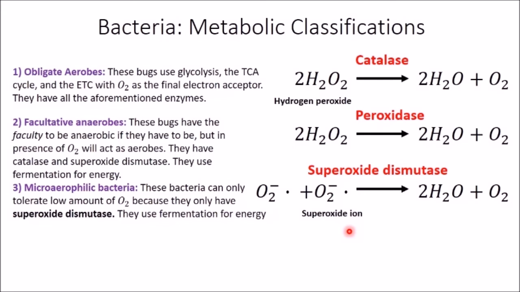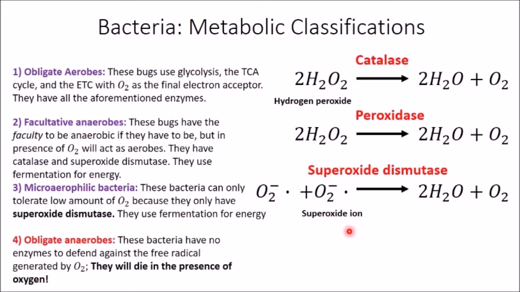Microaerophilic bacteria are bacteria that can only tolerate low amounts of oxygen because they only have superoxide dismutase, and they use fermentation for energy. So fermentation is glycolysis, and then the conversion of pyruvate into, let's say, lactic acid if we're talking humans, or alcohol if we're talking other bacteria, or some other compound. So that's the fermentation cycle. The fermentation, or glycolytic cycle, refers to going through glycolysis, getting to pyruvate, converting that to, let's say, lactic acid, and then getting those NAD pluses so that we can then go through glycolysis again.